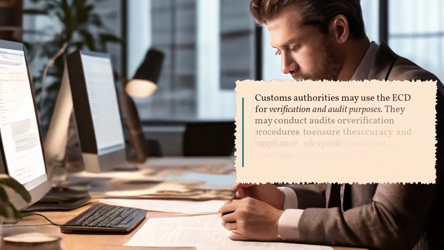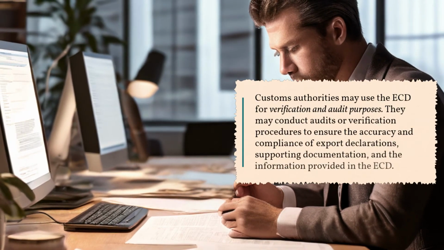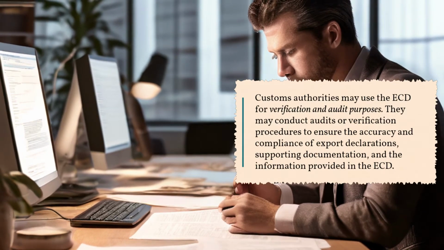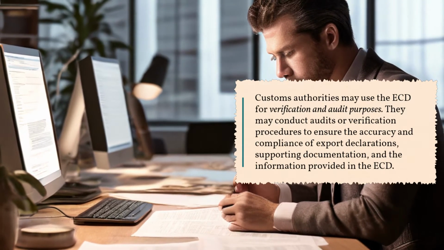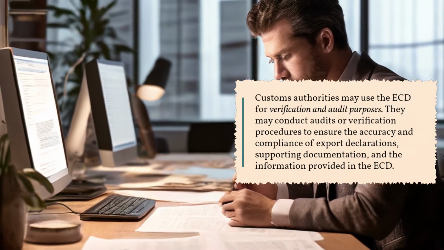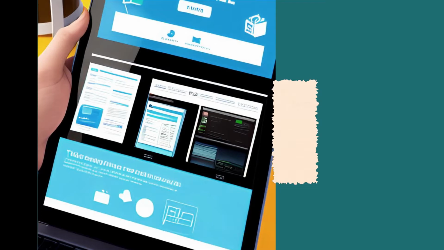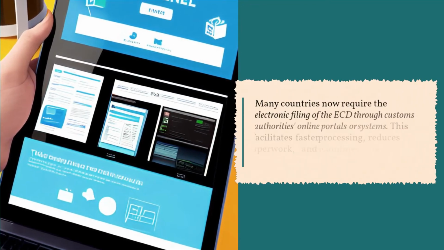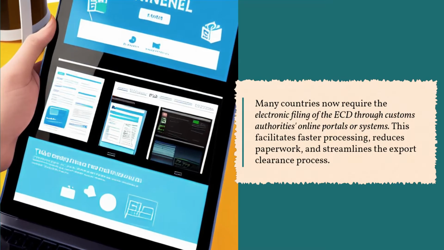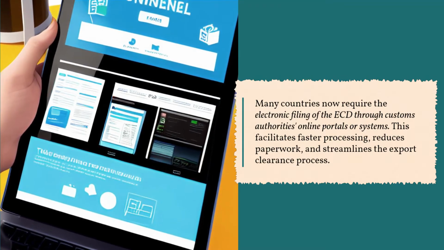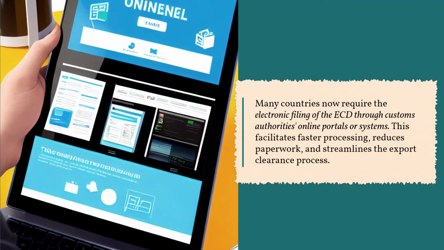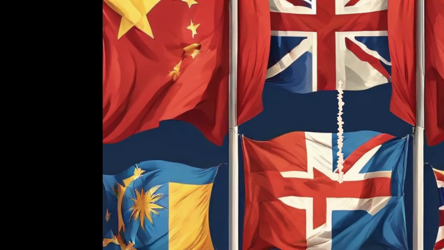Customs authorities may use the ECD for verification and audit purposes. They may conduct audits or verification procedures to ensure the accuracy and compliance of export declarations, supporting documentation, and the information provided in the ECD. Many countries now require the electronic filing of the ECD through customs authorities' online portals or systems. This facilitates faster processing, reduces paperwork, and streamlines the export clearance process.